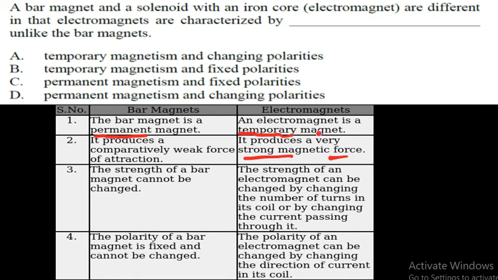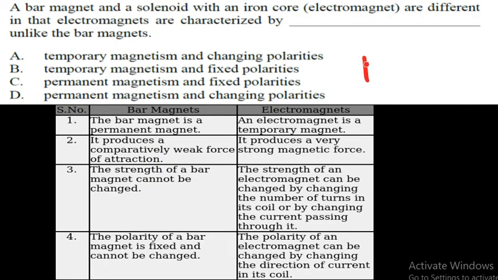But when you come to an electromagnet, since it is human-made, the strength of an electromagnet can be changed by changing the number of turns in the coil or by changing the current passing through it. Okay, if the number of turns of the coil increases, the magnetic field increases, and the same if the current increases, it also increases. And the other comparison, polarity. In the case of a bar magnet, if the north pole is here and the south here, we cannot change the poles. As it is, it will remain forever.